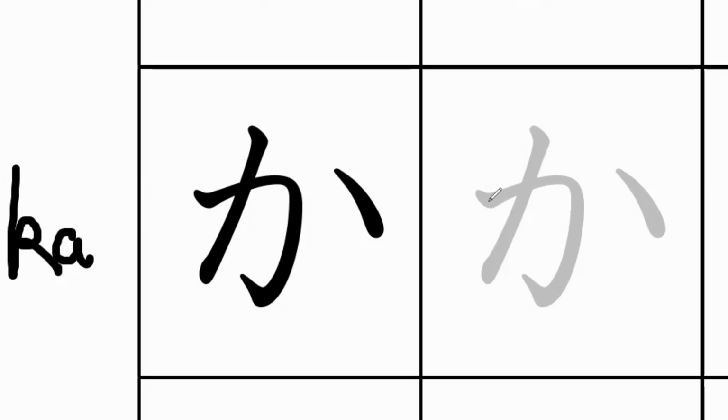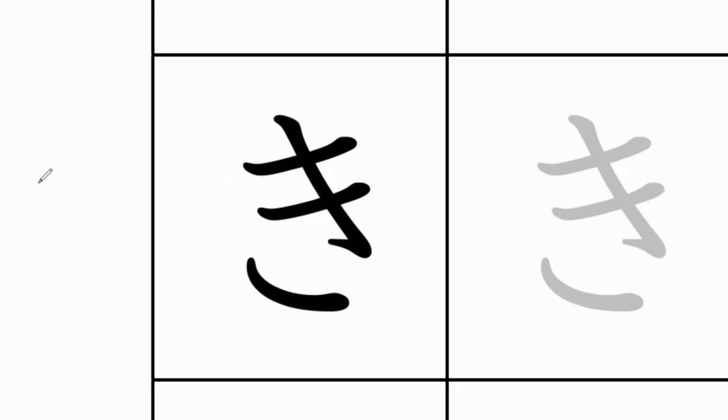So the first stroke of this character is like this. This is the first one. The second stroke is from here to here. And the third stroke is from here to here. This is Ka. Next character is Ki, which is the second character.